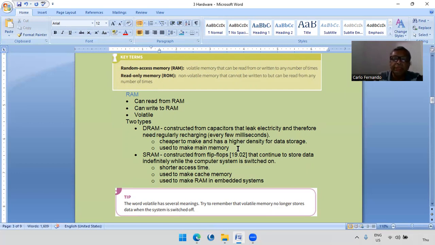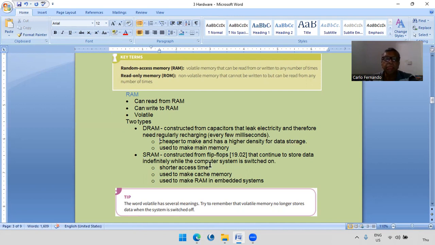It's cheaper to make and has a higher density for data storage. Now compare this to the hard disk, which is cheap but higher capacity. Registers, very expensive, less capacity, very tiny. Same way here, it is cheap, with high density for data storage. So it has high capacity, but cheap. Used to make main memory. So to make main memory, you get this DRAM.